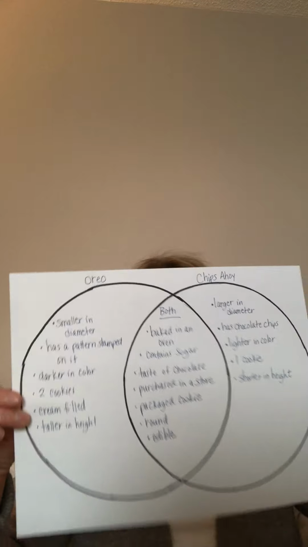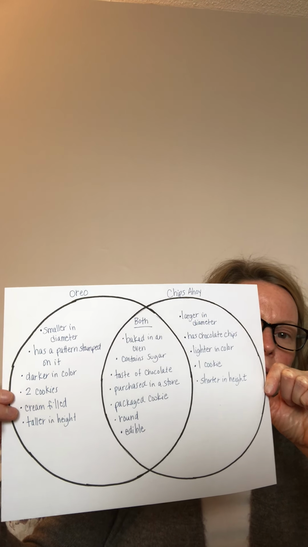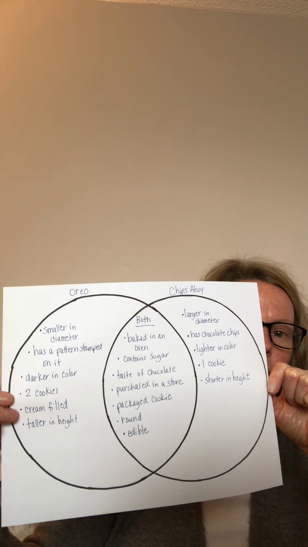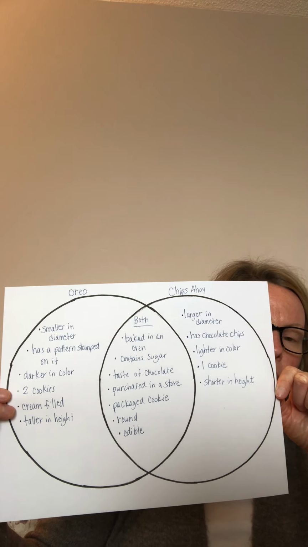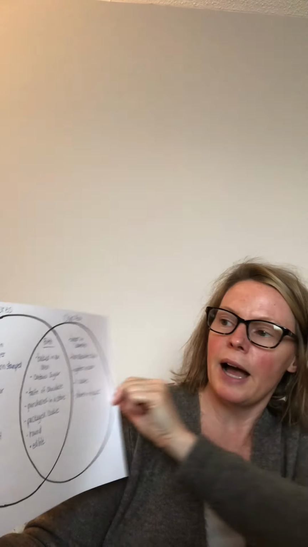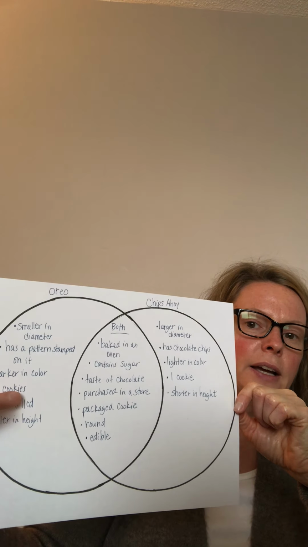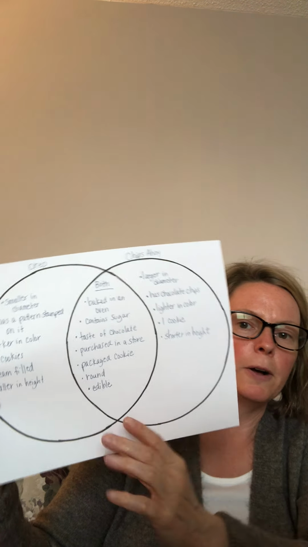So I thought back in my memory and created a Venn diagram. I tried to remember some of the things that you guys had said when comparing and contrasting these. And I'm just going to go ahead and read them, and then I'll show this to you again. But one side is the Oreo side, and one side is the Chips Ahoy side, and then what they have in common would be in the middle.